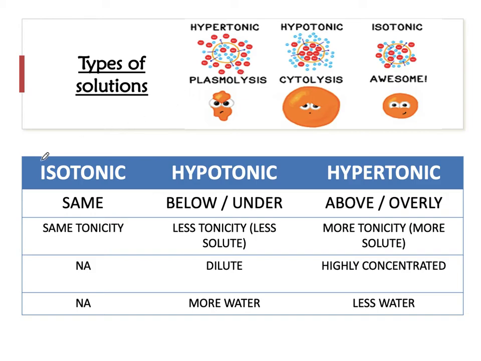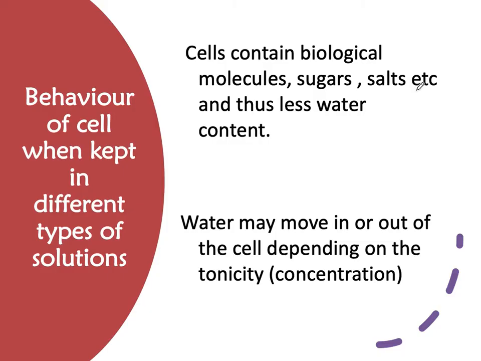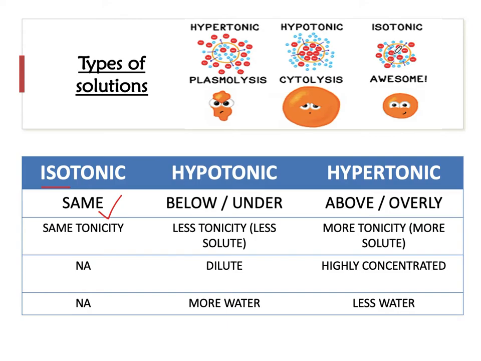All right. So isotonic means, iso means same. Same means that inside the cell the concentration is similar to outside the cell. Sorry, I was looking at a wrong picture. This is the isotonic one, and we can see that the concentration inside the cell is equal to the concentration outside the cell. So in this situation, the cell will remain its own size because it is in the same tonicity, and this is the isotonic situation.